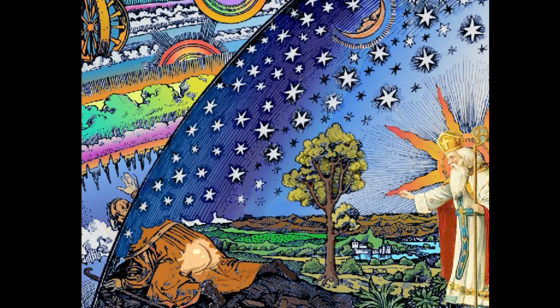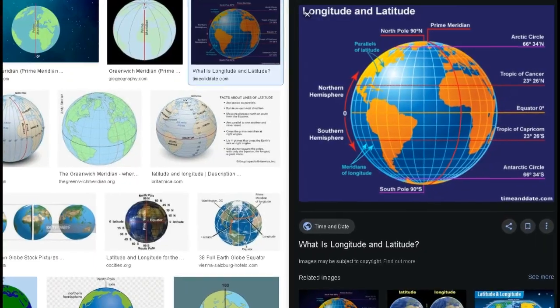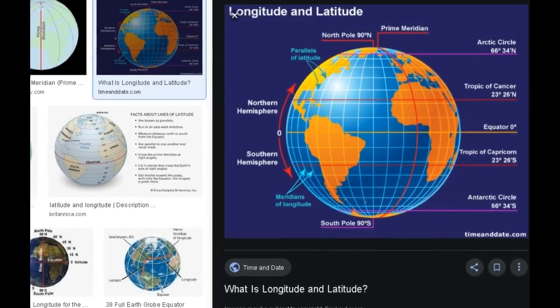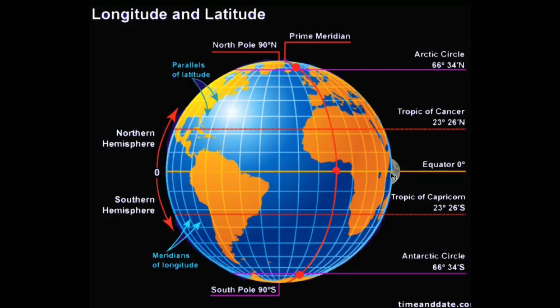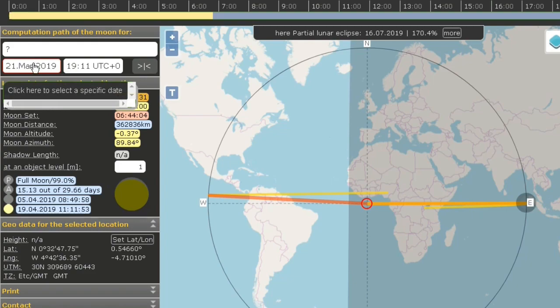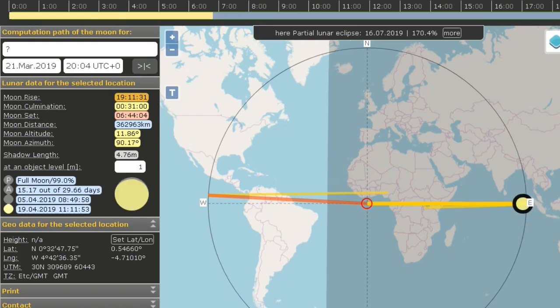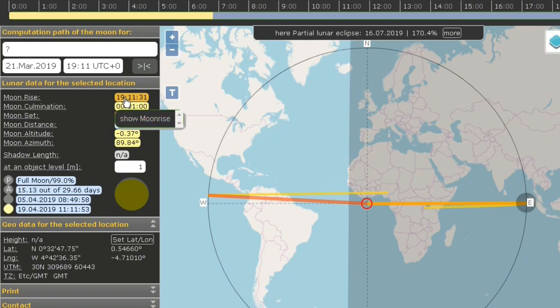Hey, is that the moon? I love time and date globes. The moonrise at the equator, March 21. Moonrise almost 90 degrees east. Moonrise. It's 19:11, 11 minutes past 7.